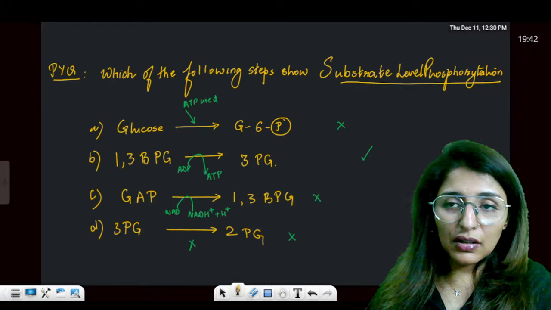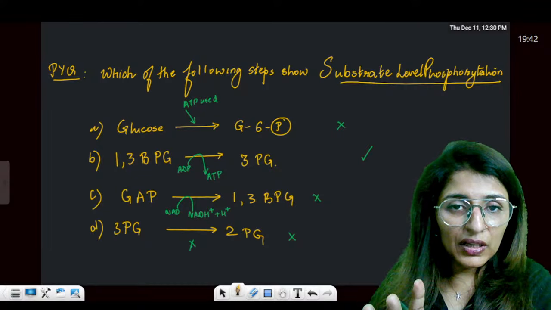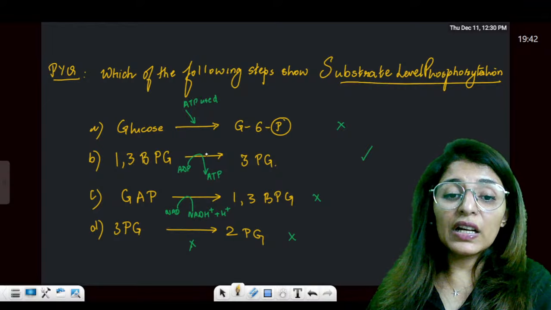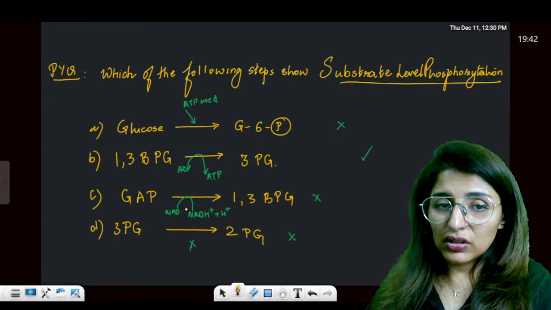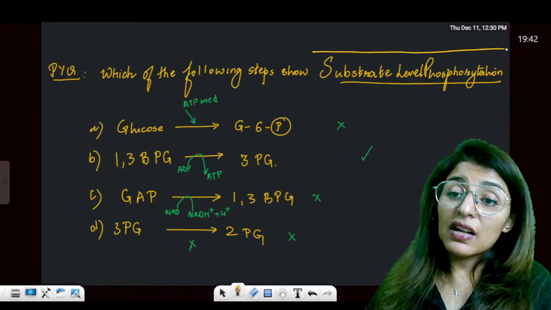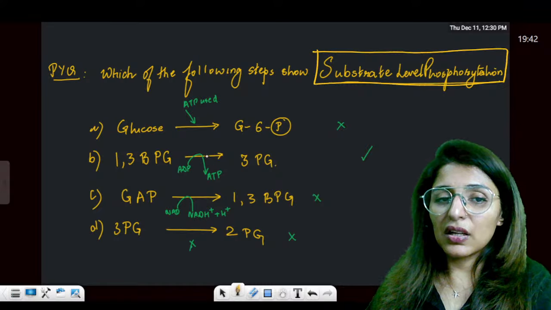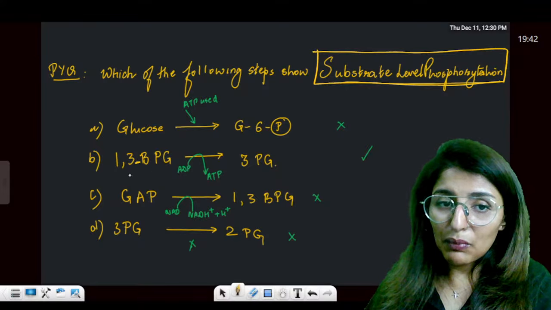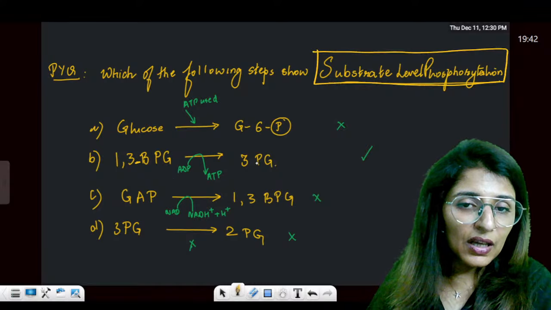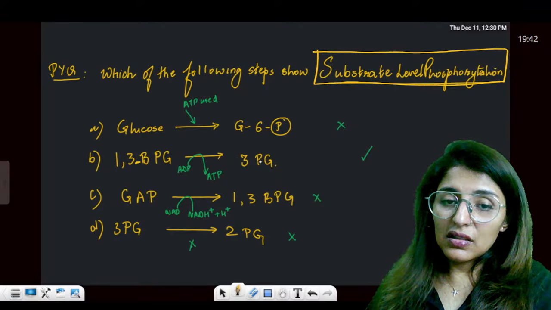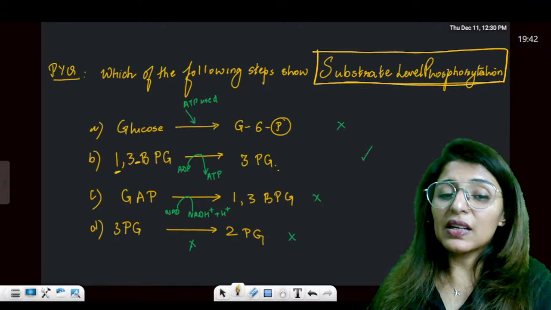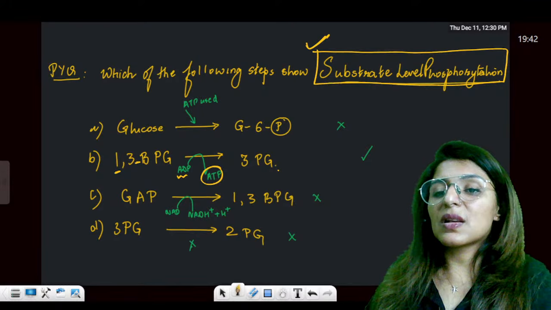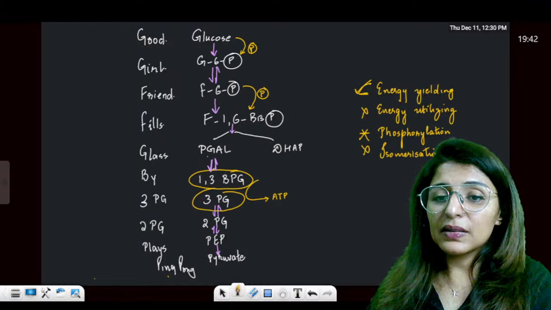Now see, you have to learn the process of glycolysis very thoroughly, because you will directly get questions on during which reaction ATP is being used or ATP is being produced, and so on. For example, which of the following steps shows substrate level phosphorylation? Here we see there is 1,3-BPG. Bisphosphoglycerate means two molecules of phosphate, and it becomes 3-PG, phosphoglycerate. It means one phosphate has been taken out and given to ADP to form ATP. So this is substrate level phosphorylation. Are these points clear? Please let me know.